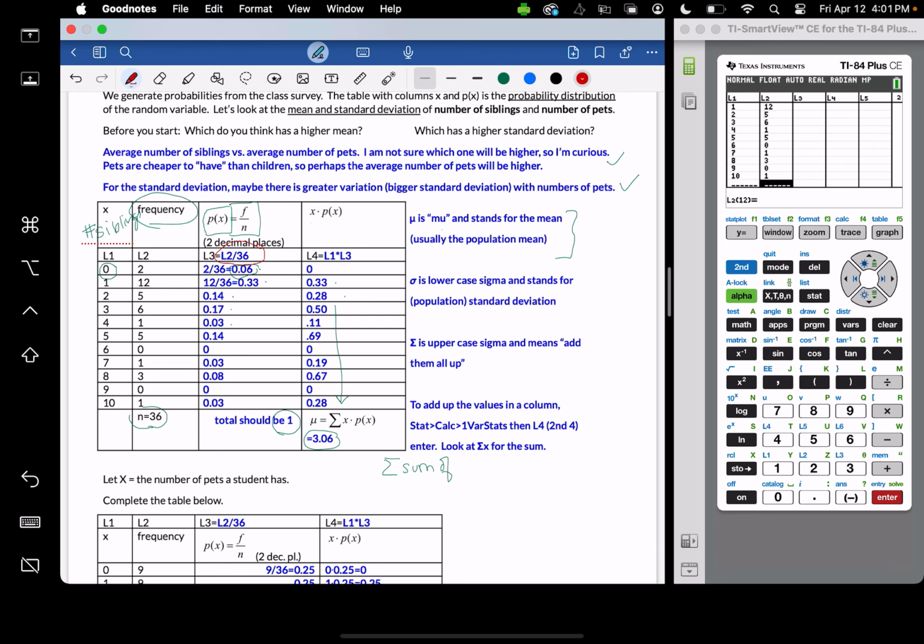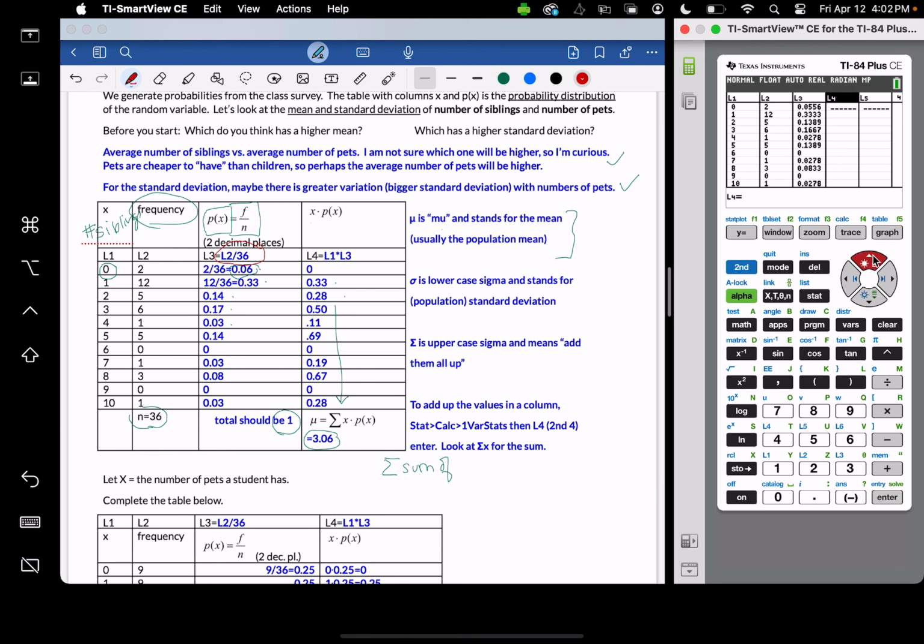In order to not have to do all of this in a tedious fashion, I arrow over to L3, I arrow up onto L3, and then I press enter, and I can just tell it to do second L2 divided by 36. So it's going to take all of the L2 values and divide by 36, and it gives me the decimals. They're not even rounded, so it's going to be more accurate than what we got on paper.